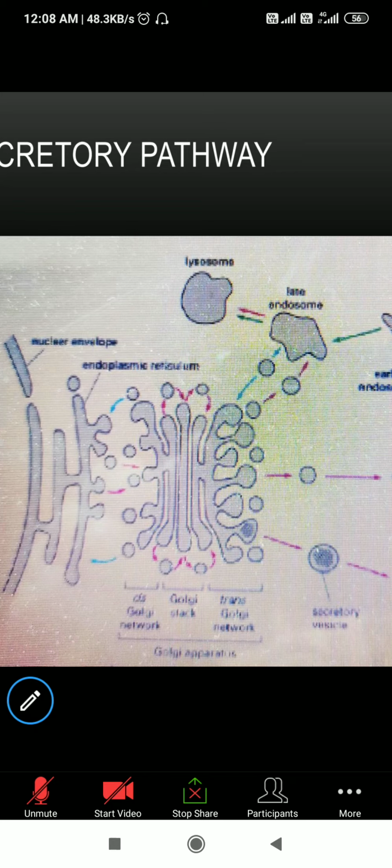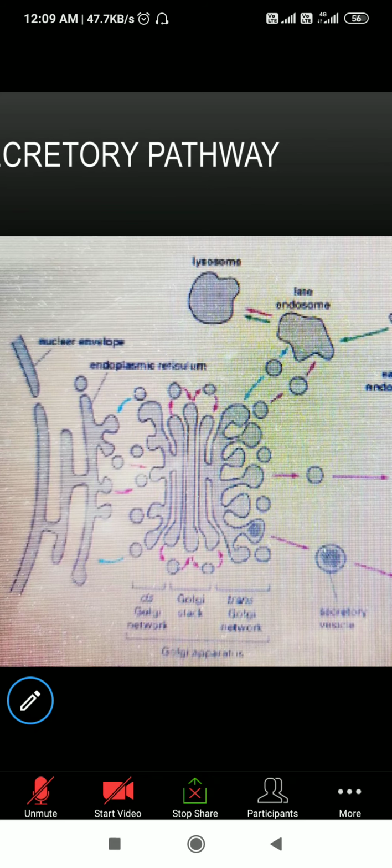Here we can see the vesicles are coming from the endoplasmic reticulum. They first attach to the intermediate compartment, and then from the intermediate compartment they join the Golgi bodies. The intermediate compartment is the endoplasmic reticulum which does not have ribosomes on its surface. It is the compartment present between the Golgi bodies and the endoplasmic reticulum, the middle part, where we have smooth membranes on which ribosomes are not present.